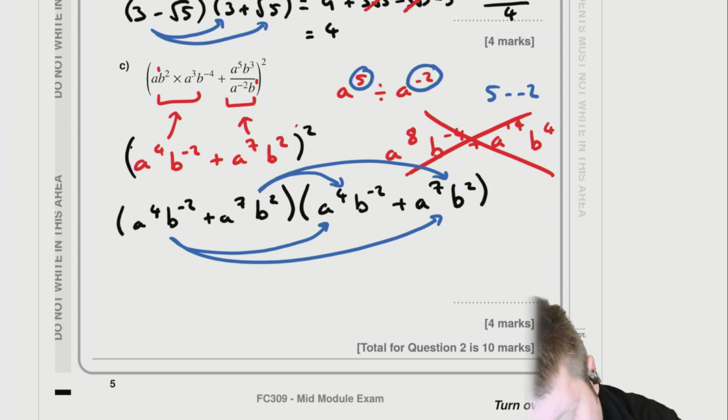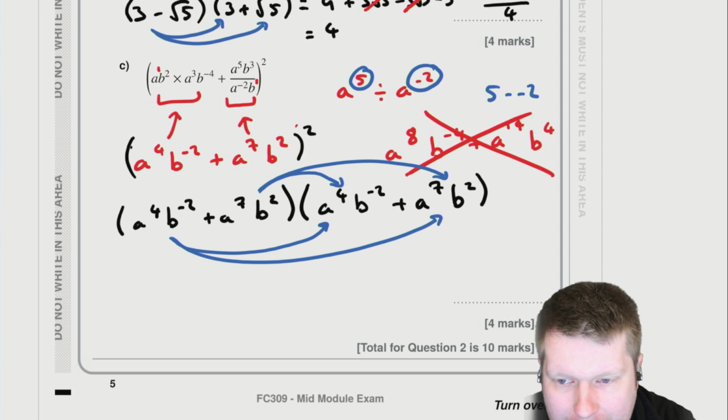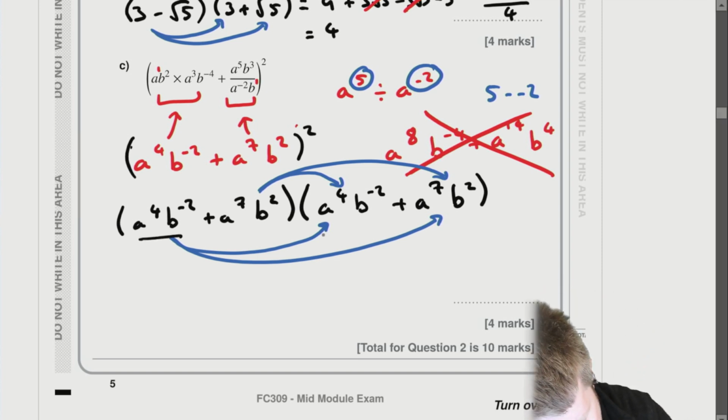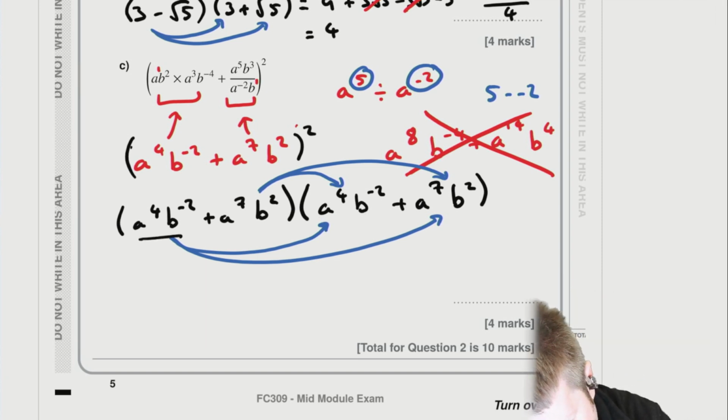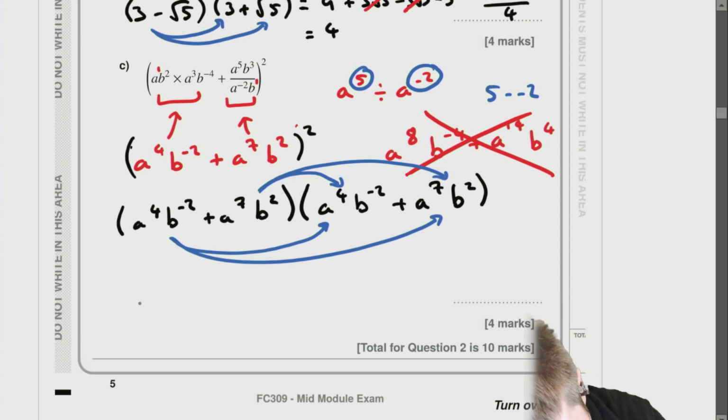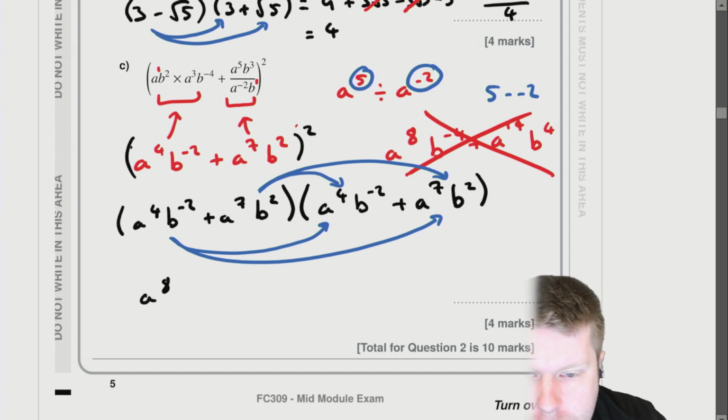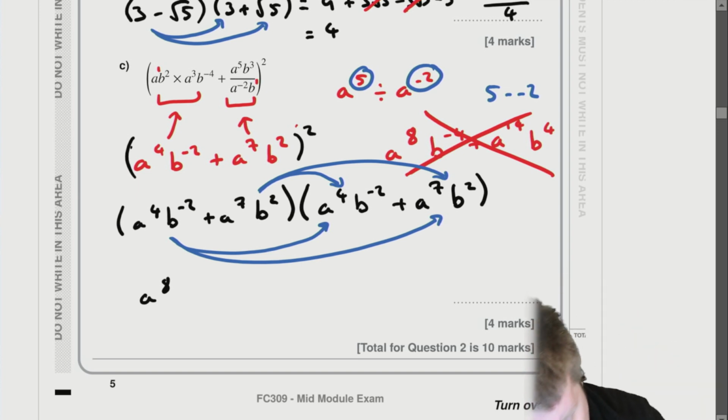So remember, it's multiplication. That means you should add the powers. So for the first one, so that one times that one, you're going to get a to the 4 times a to the 4. So that's going to make a to the power of 8. B to the negative 2 times b to the negative 2. You add the powers there, and you should get b to the power of negative 4.